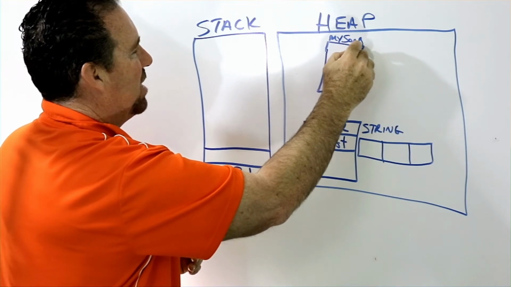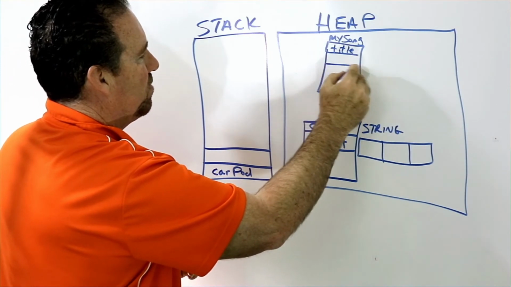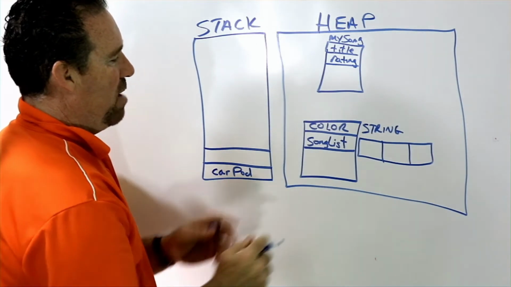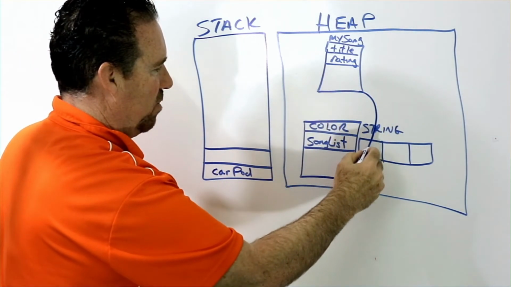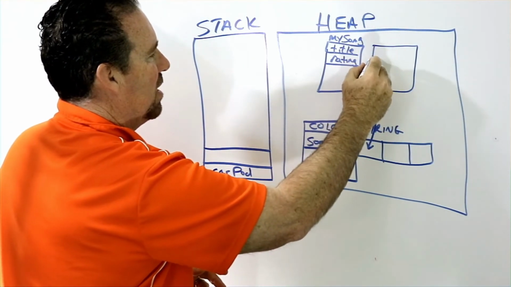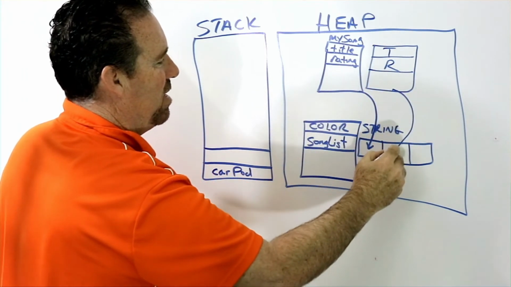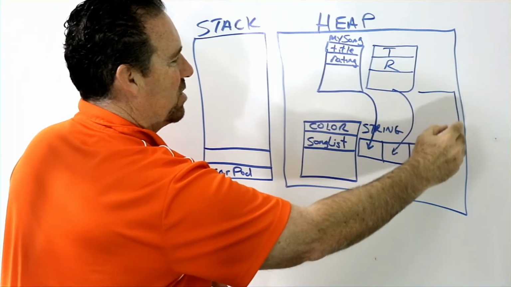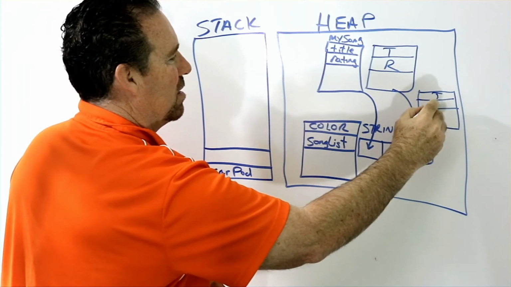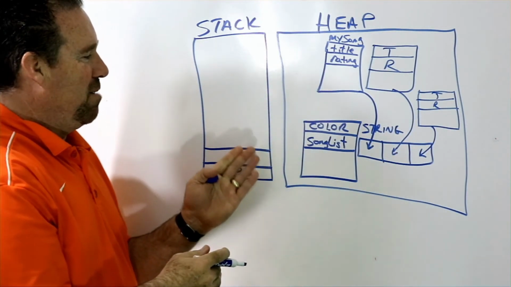And remember what a MySong has. It has a title and a rating. And when it creates one, the title and rating go in there. And then it creates another one, and the title and a rating goes in there. And then another one gets created and it gets put in there. Okay, so that's your stack and heap memory, and that's what it looks like.